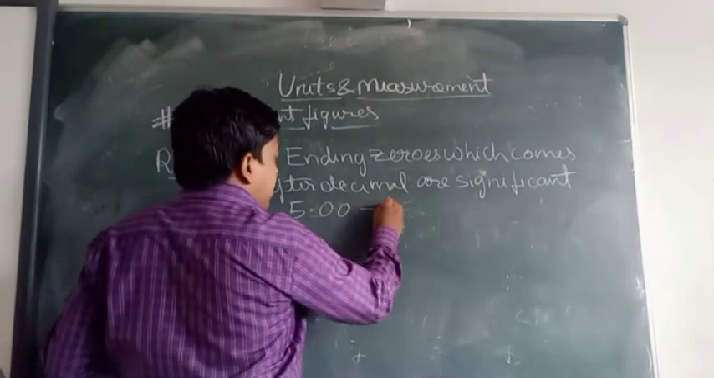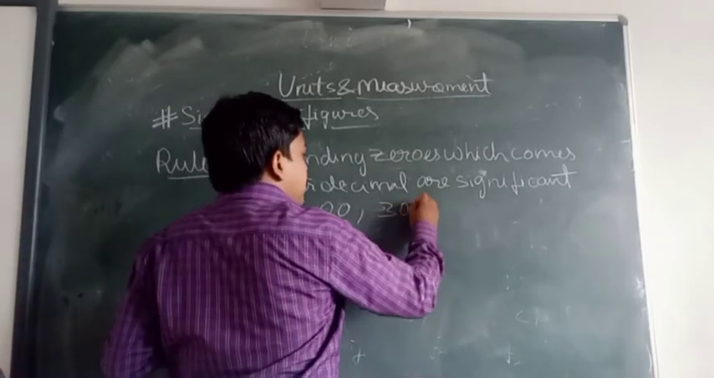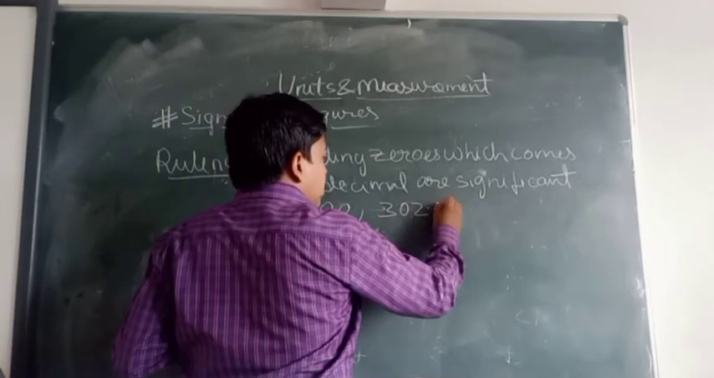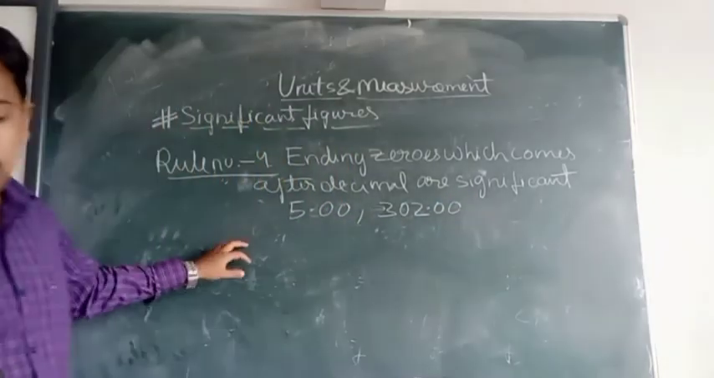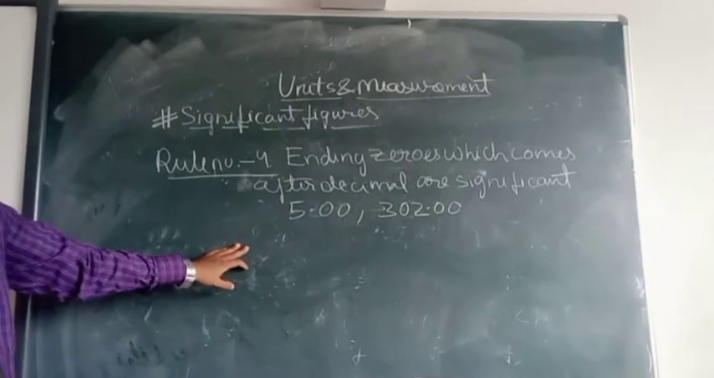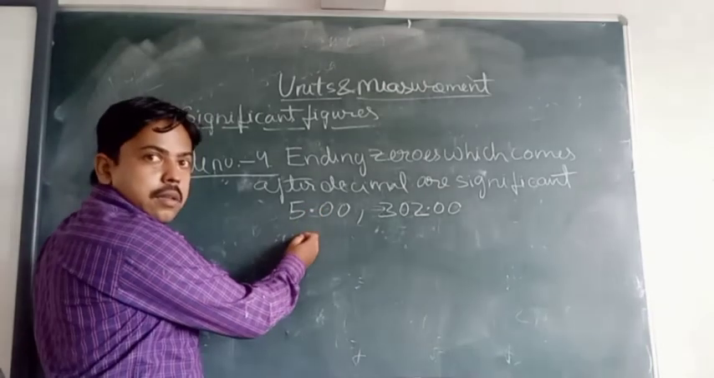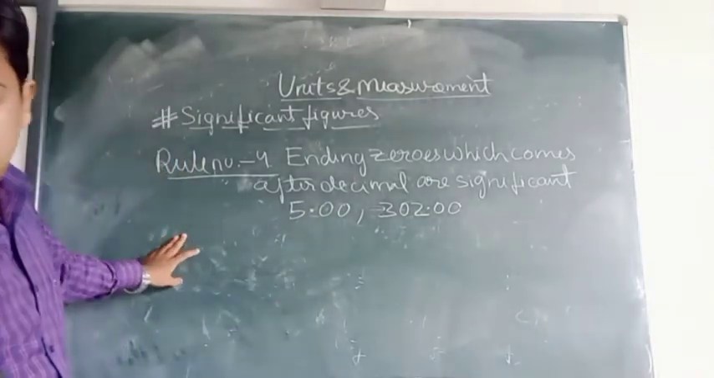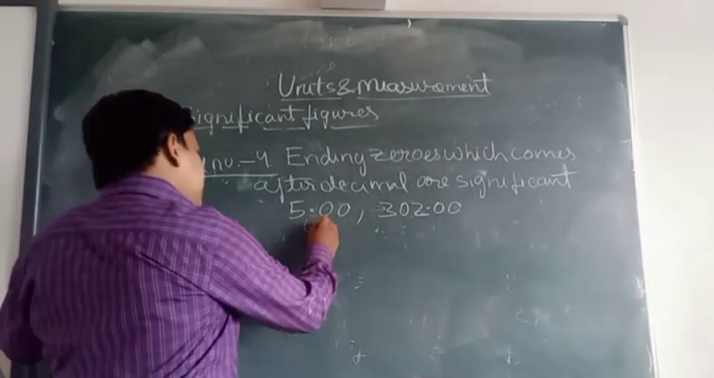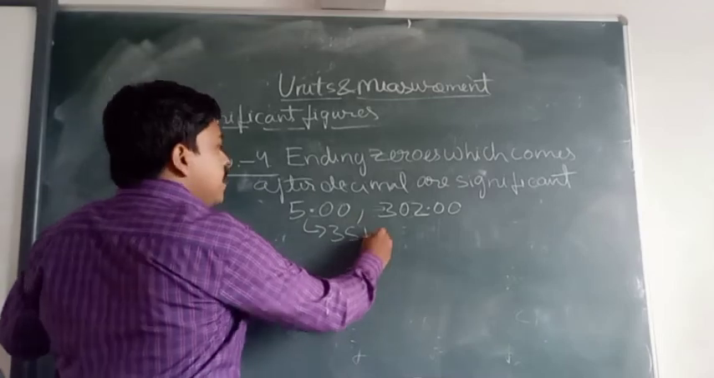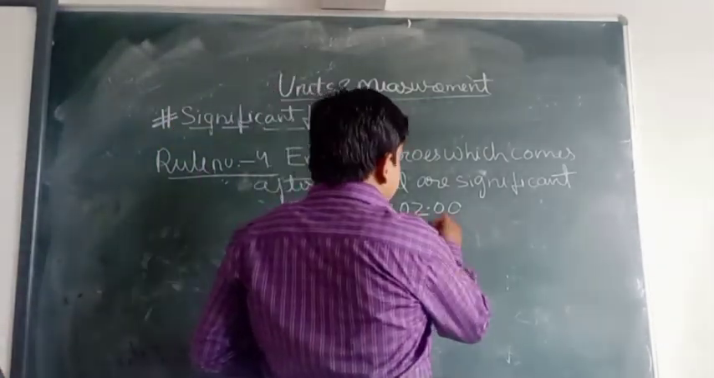For example, 5.00, how many significant figures are here? And similarly 3020, how many significant figures are here? In the first case, 3 significant figures are here. Similarly here, how many significant figures are here? 5 significant figures are here.